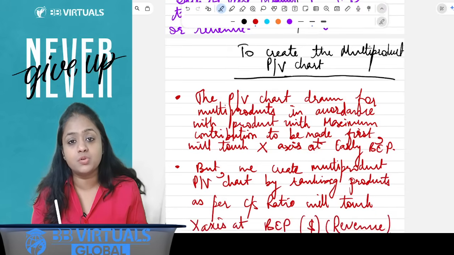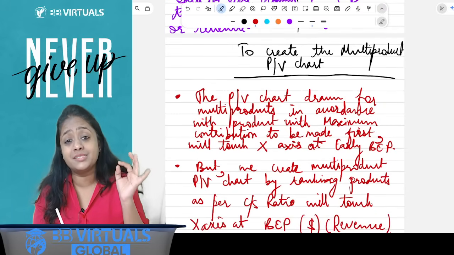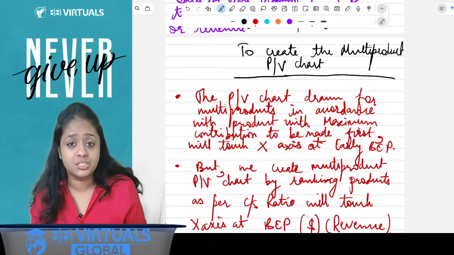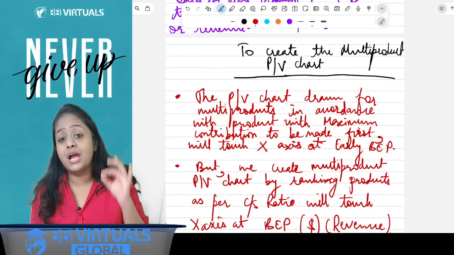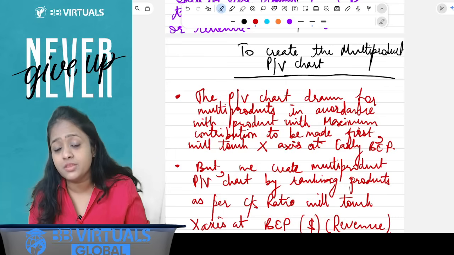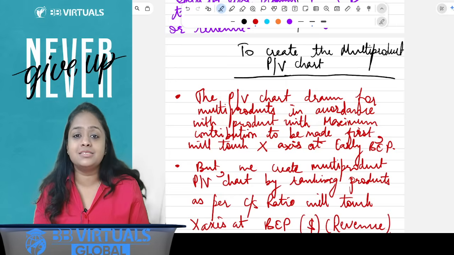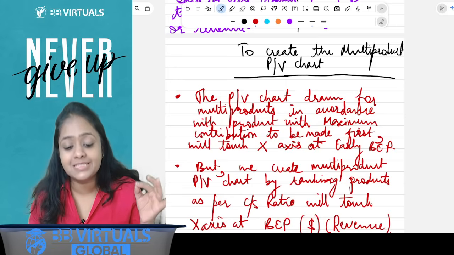Now, a few pointers to note if you are creating the multi-product PV chart. What are the pointers to consider? Because they are frequently tested in the exam. Charts are asked. You are never required to create charts, my friends, but charts are shown in the question and you are required to select the correct answer. For this, understanding is very essential.